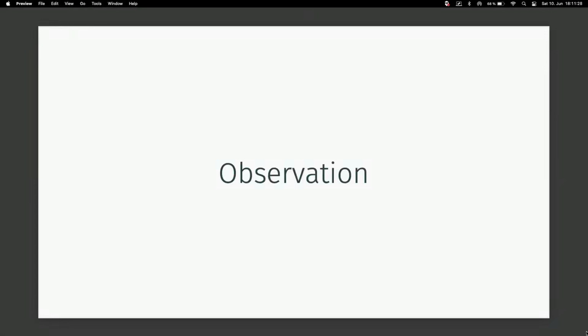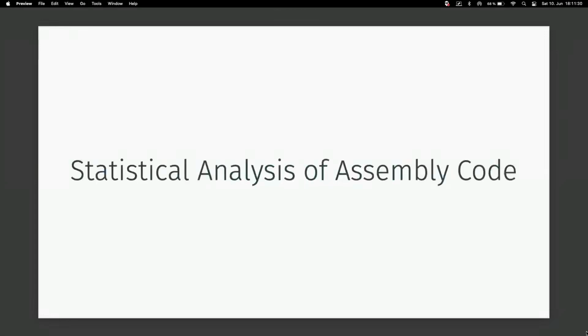The observation is that a statistical analysis of assembly code is quite feasible, and that this allows us to predict the structure of code. On the other hand, if we can predict the structure of code, we can also find code for which we can't predict the structure, and this is uncommon code.